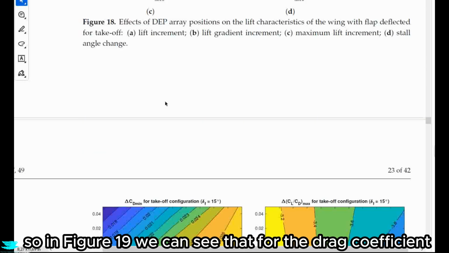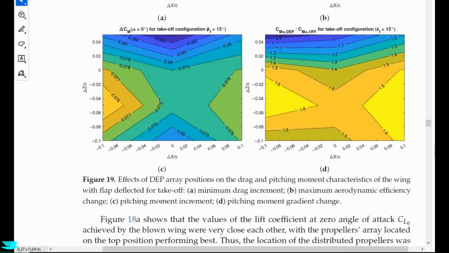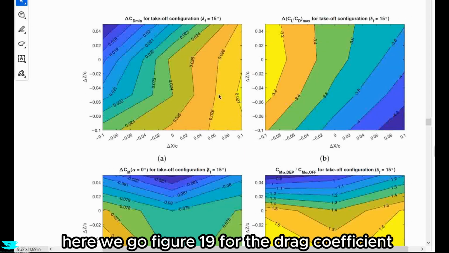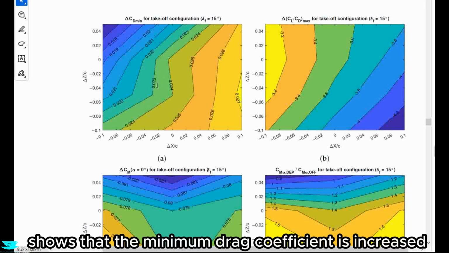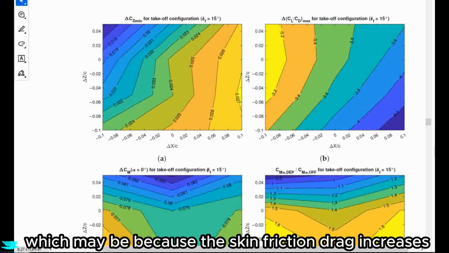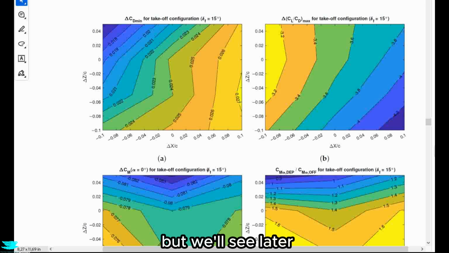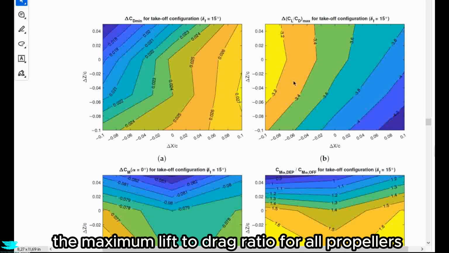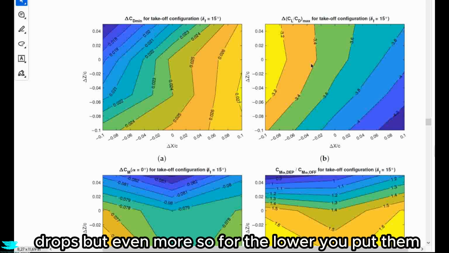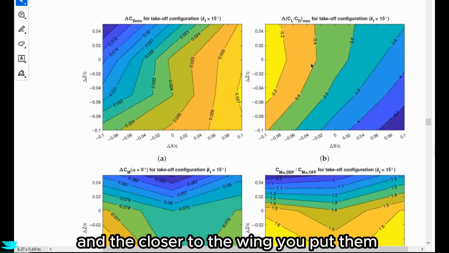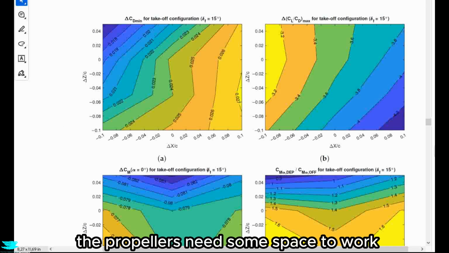So in figure 19, for the drag coefficient, the top left figure here shows that the minimum drag coefficient is increased for all configurations, which may be because of the skin friction drag increase, which I expect is also occurring here, but we'll see later. In the top right figure, the maximum lift to drag ratio for all propellers drops, but even more so for the lower you put them and the closer to the wing you put them. So it's really a case of the propellers need some space to work.